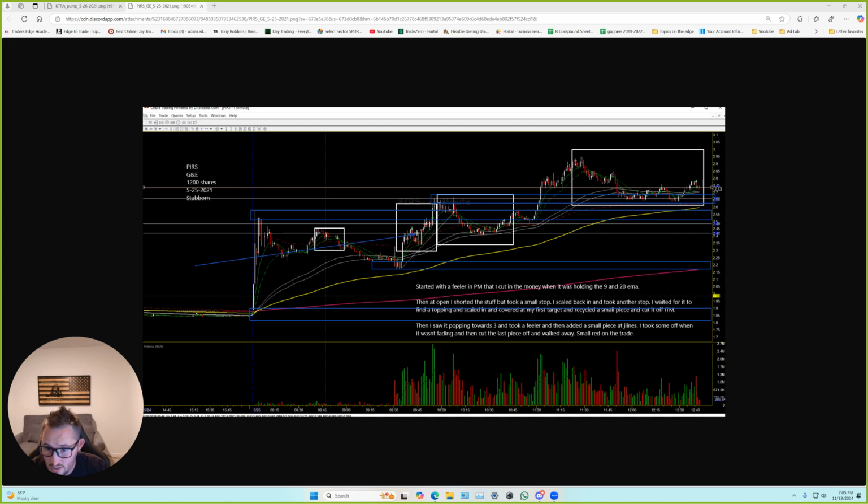Then I'm scaling in front side, so I scale in again where it has a big run up right into my previous zone. I want to see it rejecting before I start trading. Then I add to a loser. So I'm in here, I add to a loser. I don't do that anymore. And then it runs me out.